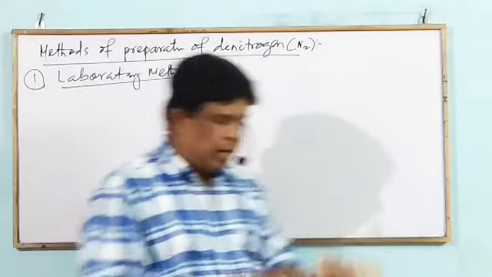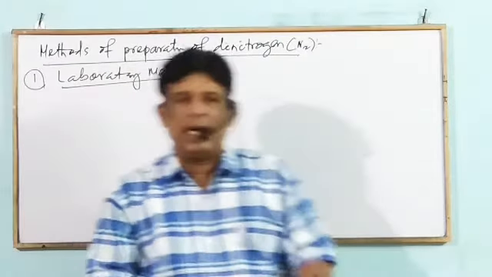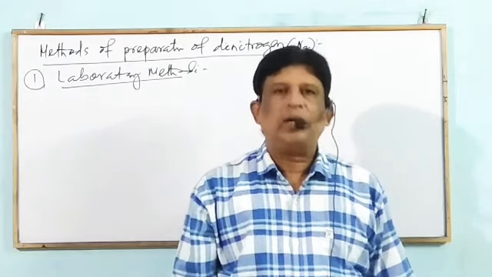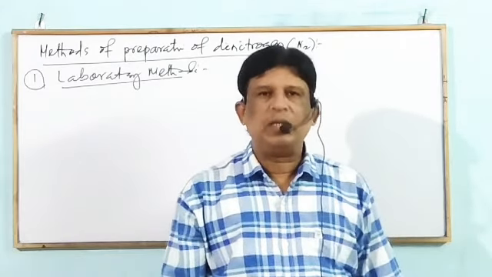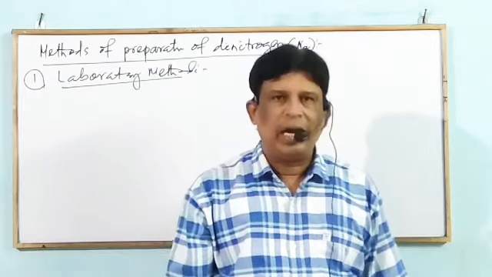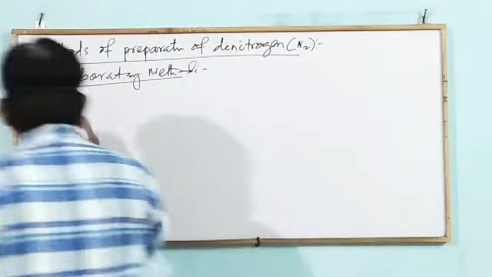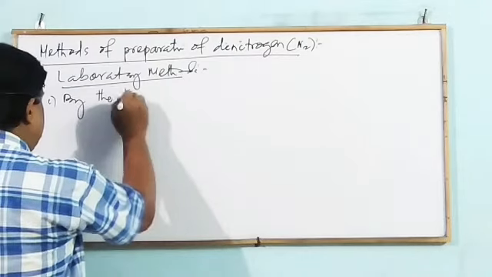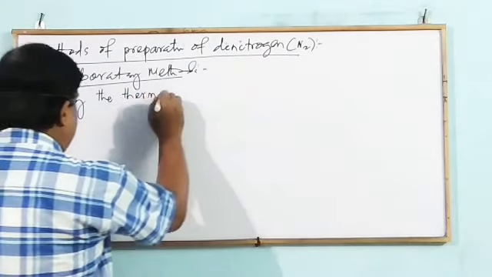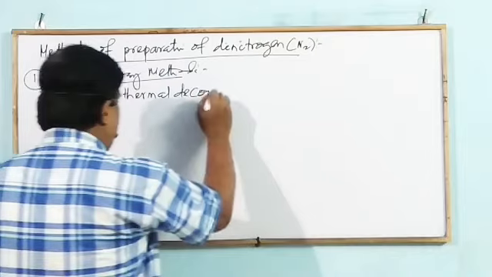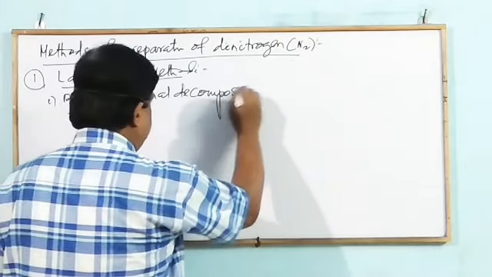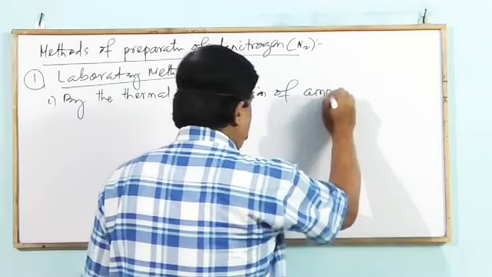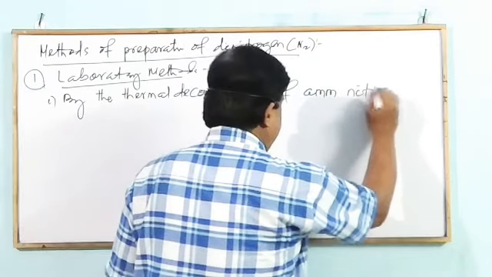Generally, three different ways are used in the laboratory to prepare dinitrogen. Method 1: by the thermal decomposition of ammonium nitrite.